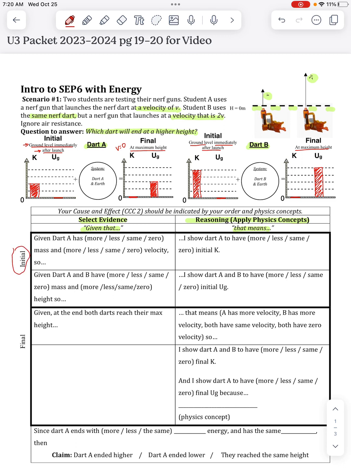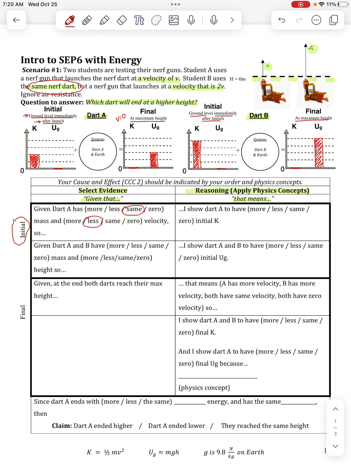So it's given that dart A has, is it more or less the same or 0 mass? If you look up here, we circled or highlighted that it was the same Nerf dart. If it's the same dart, they have the same mass. And dart A has less velocity. That was given in the prompt, the idea of the mass and the velocity. So I show, meaning like I drew my LOL to have less initial kinetic energy. You're describing why you drew what you drew between the two initial points.